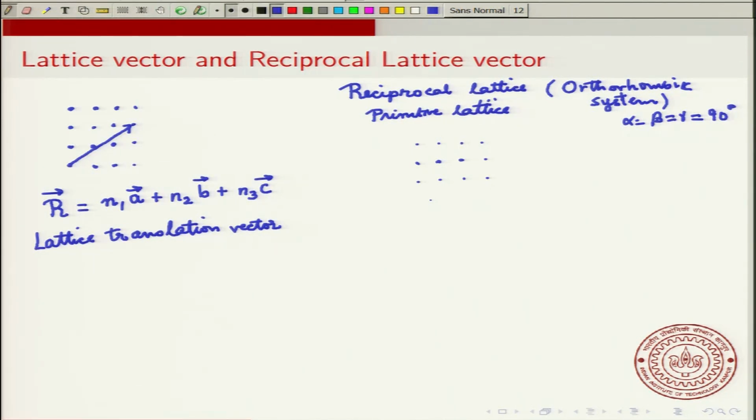I think I want to change my notation a little bit. Instead of calling it A, B, C, I will call it A1, A2 and A3. I am just changing the notation from A, B, C into A1, A2, A3. I am just calling my lattice translation vectors A1, A2 and A3 instead of A, B, C, because I want to use B for the reciprocal lattice.